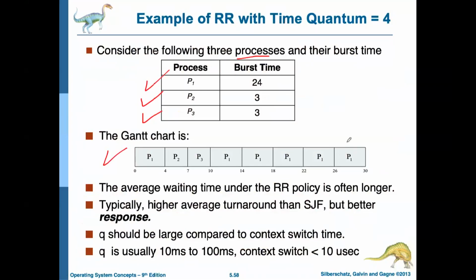The average waiting time under RR policy is often longer. Typically it has higher average turnaround than SJF, but better response. Q should be large compared to context switch time. Q is usually 10 milliseconds to 100 milliseconds, and context switch is less than 10 microseconds.